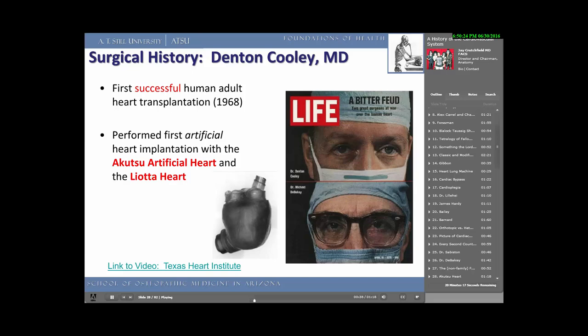Dr. Cooley is given credit for performing the first artificial heart implantation with this Akutsu heart, and later with another heart developed by Dr. Liotta, called, of course, the Liotta heart. He was also the first, a year after Dr. Christian Barnard, to successfully perform a human adult heart transplant in 1968. Stop this presentation and click on the video link to read about the Texas Heart Institute and all of the drama that this is about. It made all of the newspapers, Life magazine, and at the time, other magazines such as Newsweek and Time.